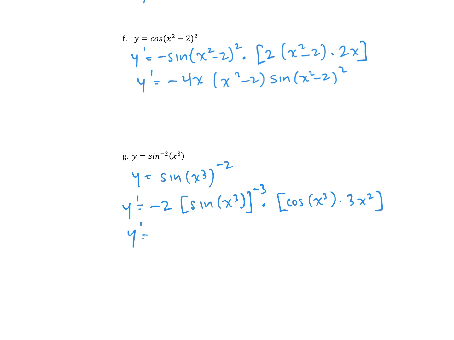And then we'll just simplify. We can multiply the negative 2 times the 3x squared. We'll put that at the front. And then we've got a cosine x to the power 3, and we've got a sine to the negative 3, x to the power 3.